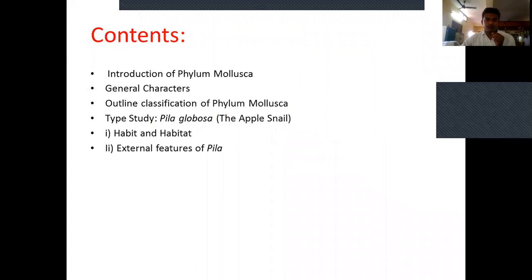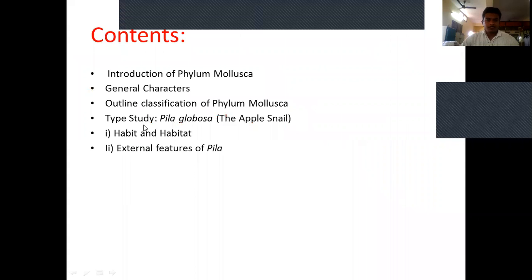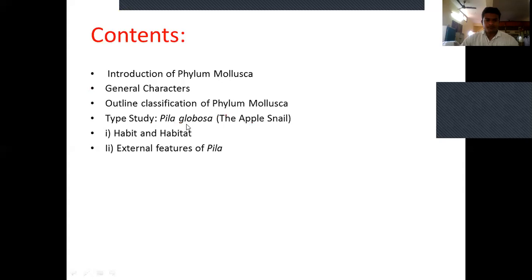These are the contents of today's presentation. These contents include the introduction of Phylum Mollusca. Then we will see the general characters of Phylum Mollusca, outline classification of Phylum Mollusca, and type study. In the type study, we will see generally the good example of Pila globosa. The common name of Pila globosa is the apple snail. Then we will see the habitat of Pila globosa, and finally we will focus on the external features of Pila globosa. Let's move toward one by one in detail. We will see everything in that unit of Phylum Mollusca.